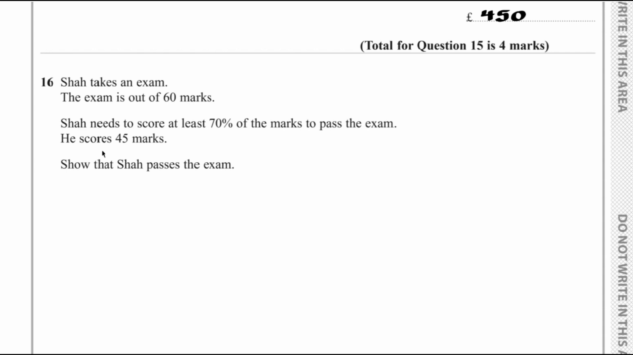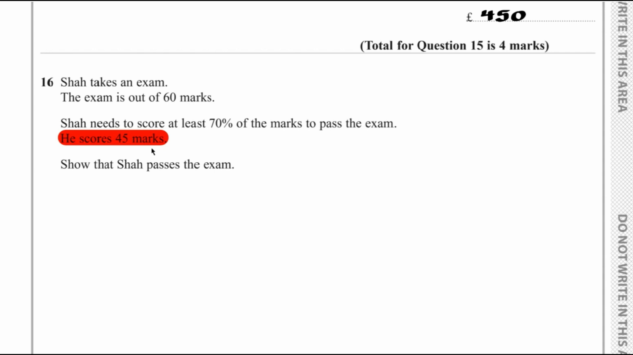Question number 16. Shah takes an exam. The exam is out of 60 marks. Shah needs to score at least 70% of the marks to pass the exam. He scores 45 marks. Show that Shah passes the exam. We know that he scores 45 marks. And we need at least 70% of the marks to pass the exam.